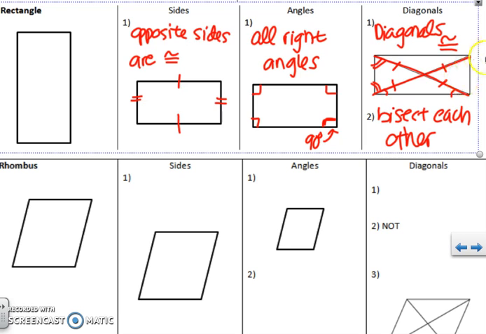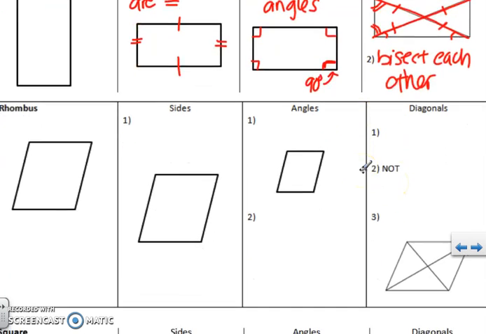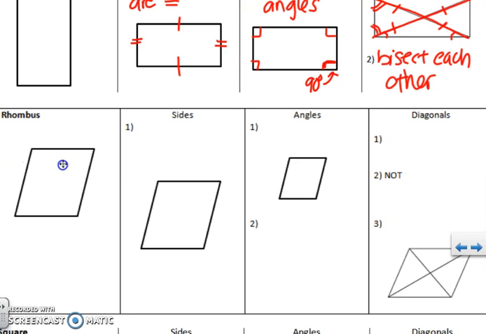You also have vertical angles. So vertical angles here and here, okay? So lots of cool things happen with rectangles. But let's move on to a rhombus, okay?